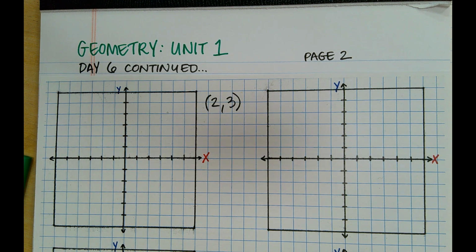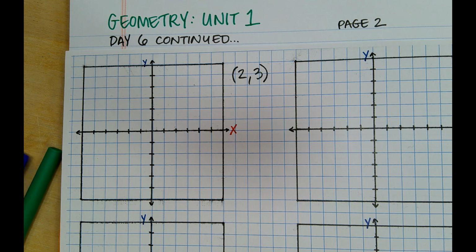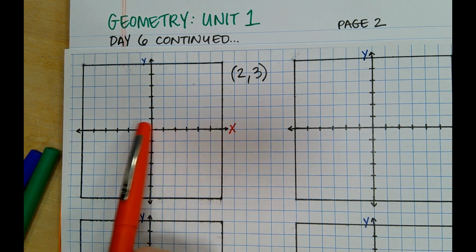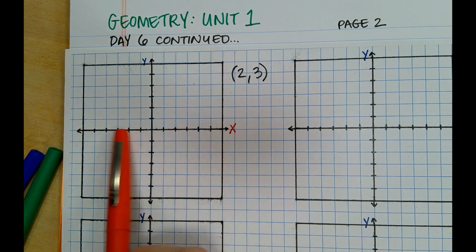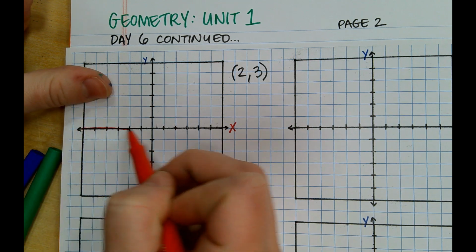So whenever we are looking at points on a graph, first of all, we need to know that there is an x-axis. That's the one that goes left to right. I'm going to mark it in red.